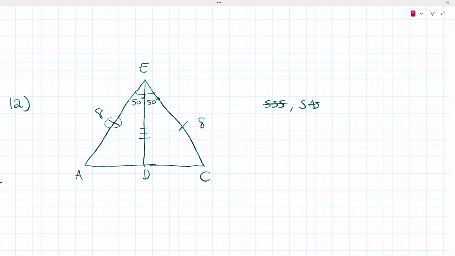Now, is it side angle side? You have a side, here's the angle, and then the third side is right here. Is the angle between the two side lengths? Yes. And if you look at the second triangle, you have a side, the angle, and then this side. The angle is definitely between the two sides, so yes. You could say yes, SAS postulate, and then you could say triangle AED is congruent to triangle CED.